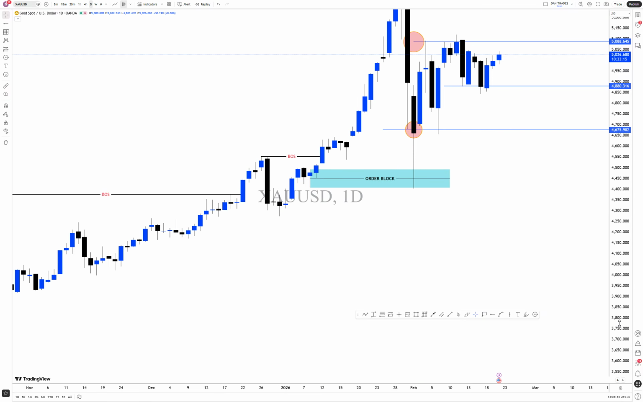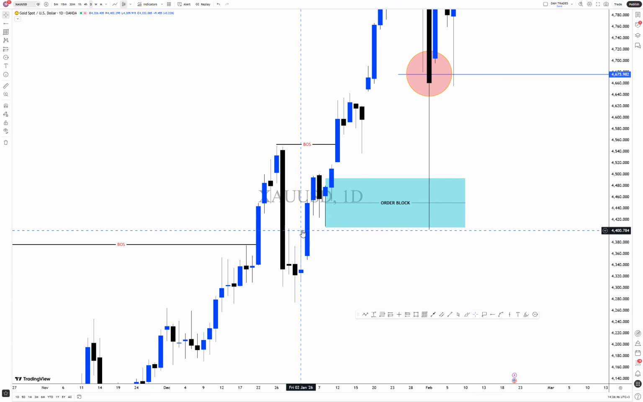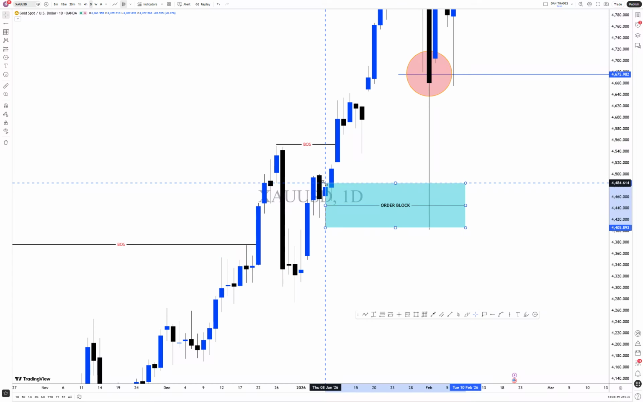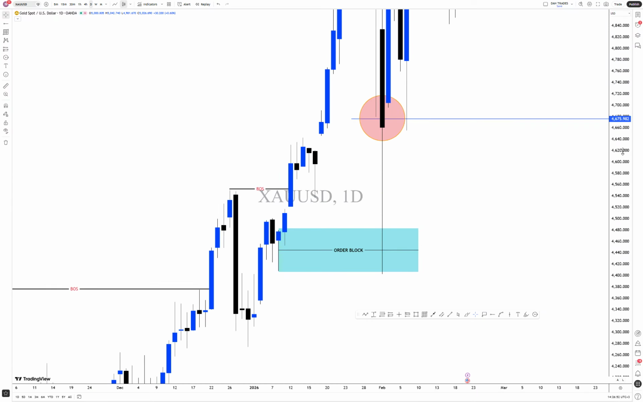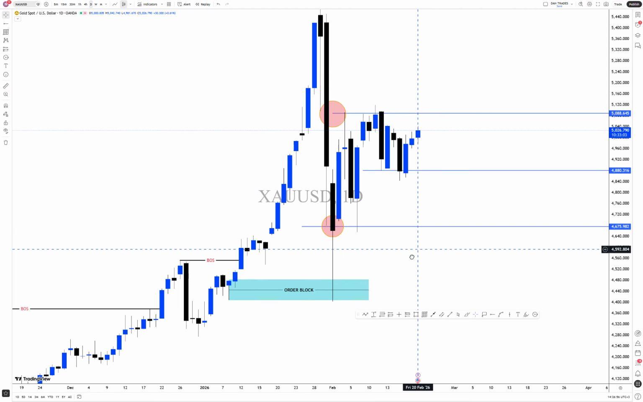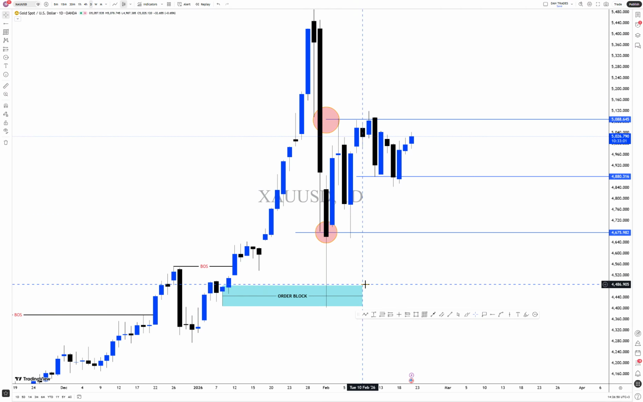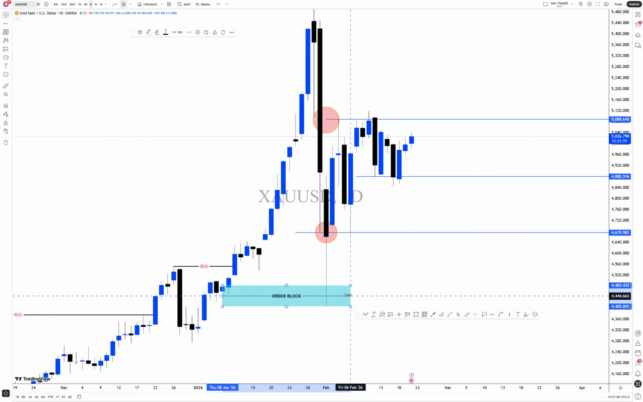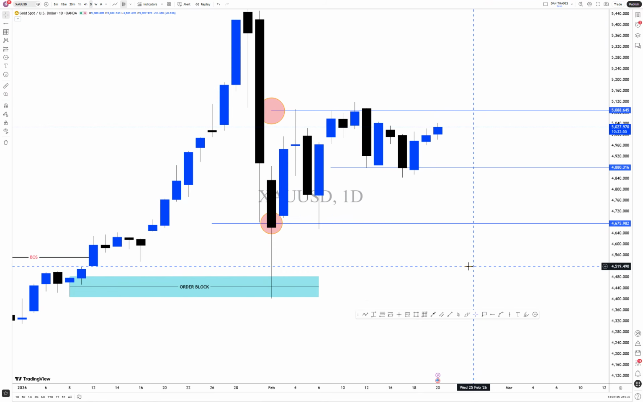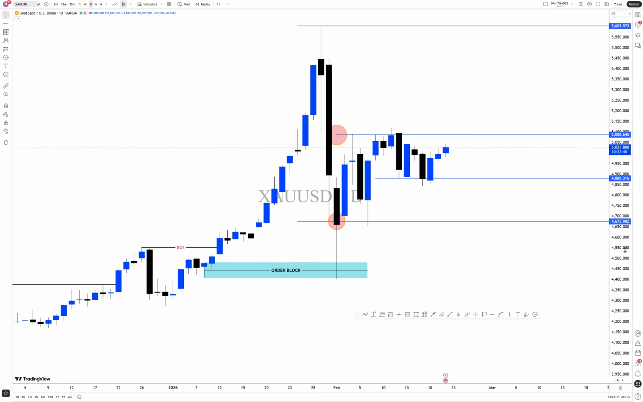So we have these two zones around this area. We have the first zone, then we have this zone here. They all gave us some reaction, right? Now we have this order block where the market mitigated, then we have that buy by causing a CRT here for buying opportunities. Okay. Now on daily, what do we have? Actually, we don't have much.